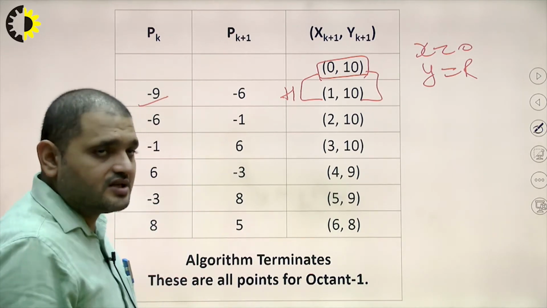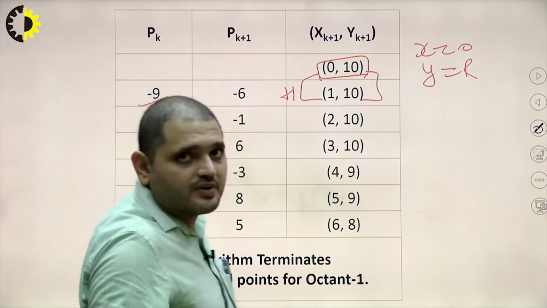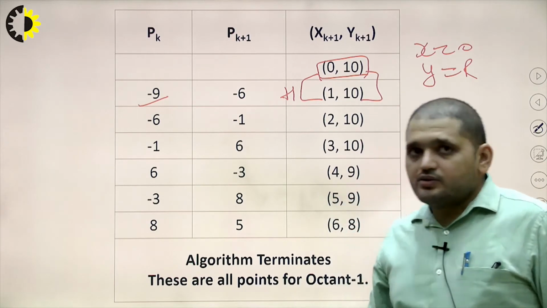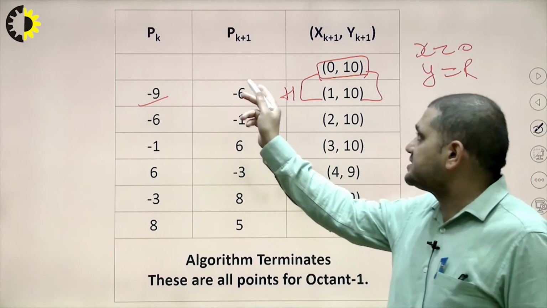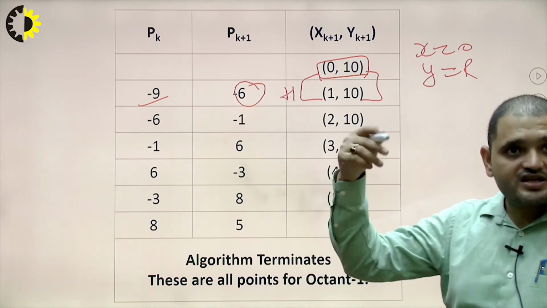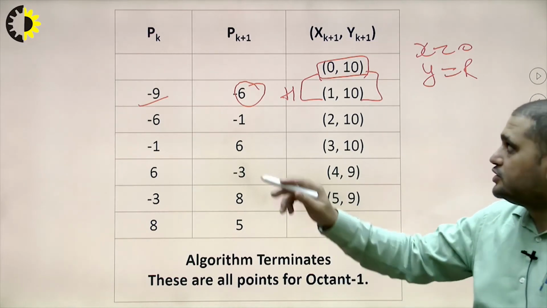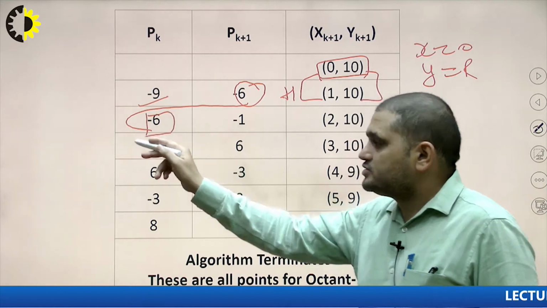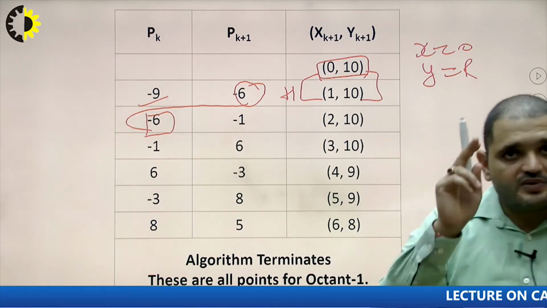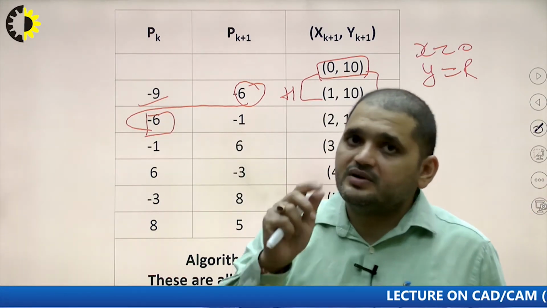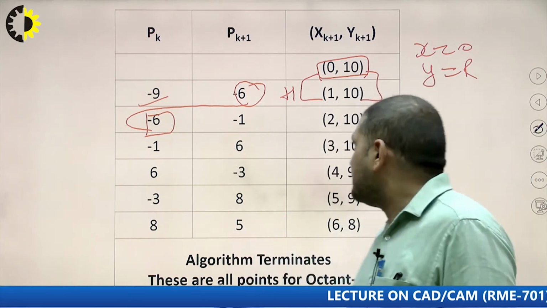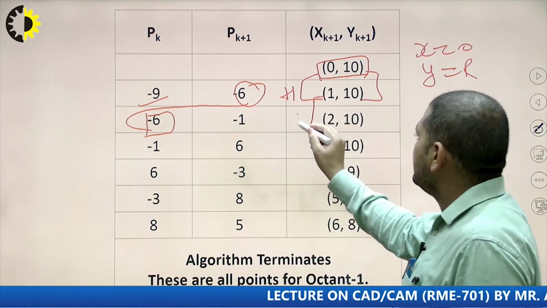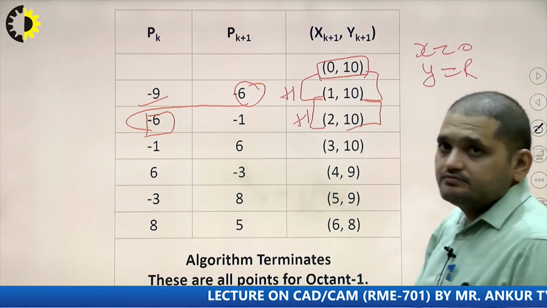Now with the help of this decision parameter minus 9, we can calculate the value of pk plus 1, which is minus 6, which again becomes the initial parameter for the next iteration. So again pk is less than 0. For pk less than 0, x will be incremented by 1 and y will remain the same.